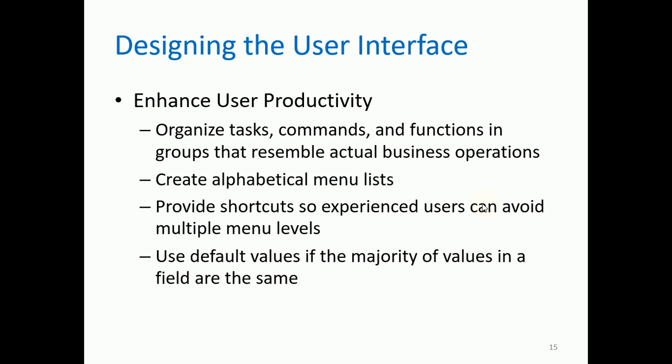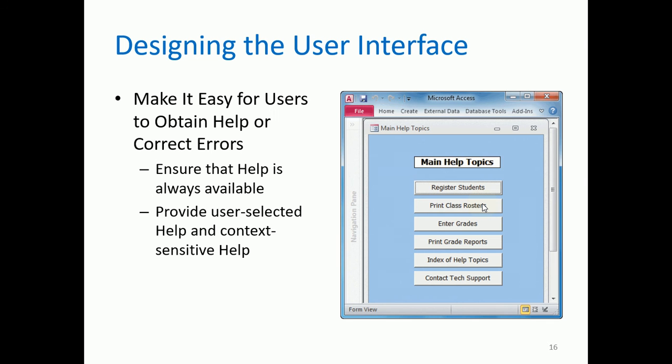And then use default values if the majority of values in a field are the same. Okay, next is make it easy for users to obtain help or correct errors. Ensure that help is always available. So it is imperative for an information system to have a help menu. Okay, a local help if there is no internet connection. So you can also have a help connected to the internet. So provide user selected help and context sensitive help.